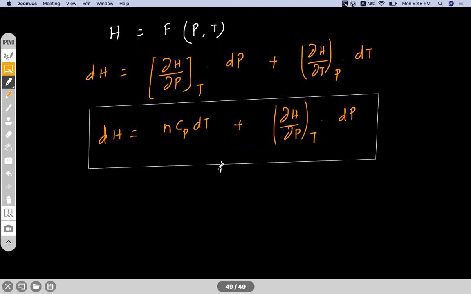But this formula is the actual formula of dH for all process. Okay, so it is applicable for all process and dH is equals to nCp dT. We'll apply one condition and we'll get that relation. Did you understand till here? Yes, done till here? Okay.